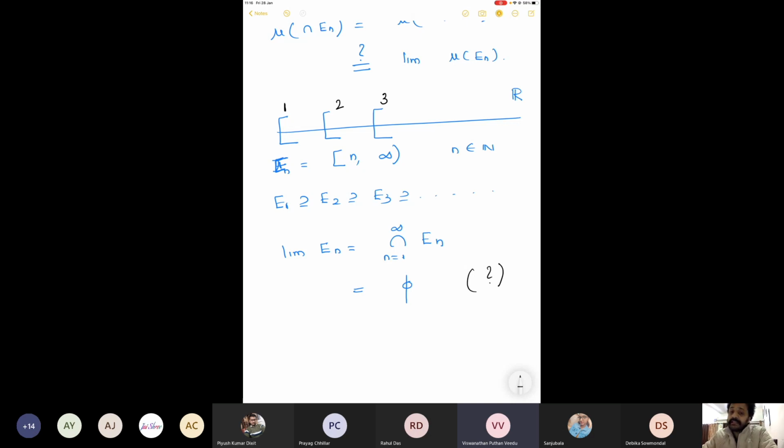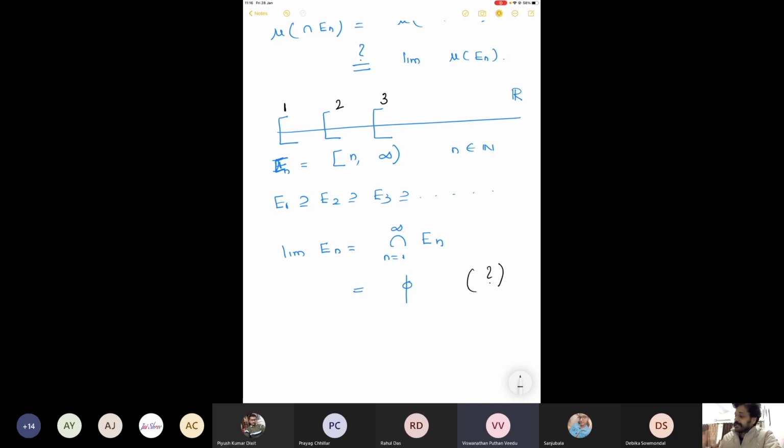First, do you agree that the intersection will be the null set? Yes, sir. Forget about the proof, at least to our intuition, do you agree? Because when you take E1 intersection E2, the segment 1, 2 is thrown out. When you take E1 intersection E2 intersection E3, the segment 2, 3 is gone, thrown out and so on. So finally everything will be thrown out.